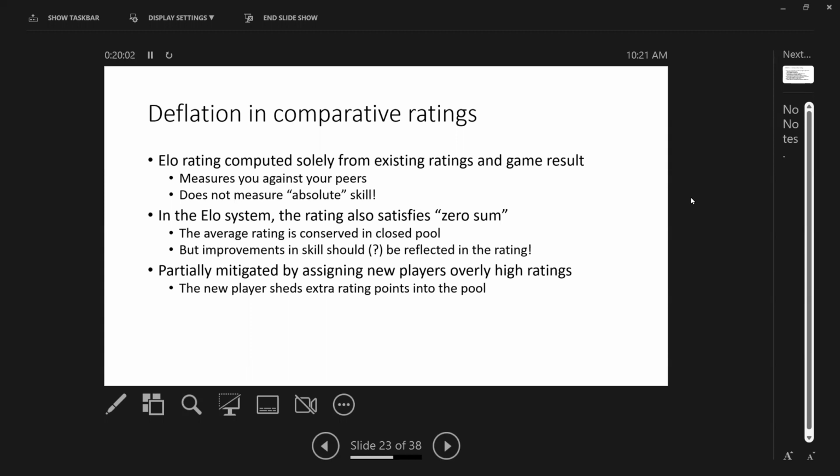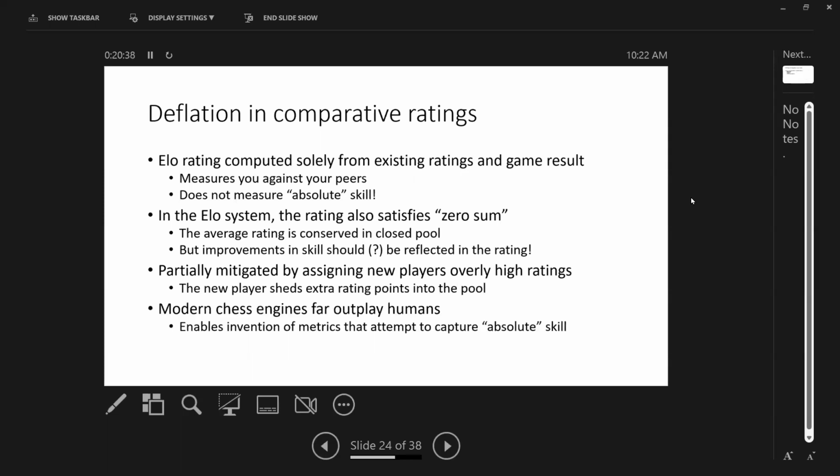That could be a problem if you want to measure the skill of a player in absolute terms, because players keep improving, but their ratings are stuck where they are. And you might want skill in absolute terms to be somehow reflected in the rating. One of the mitigation measures taken by various online chess websites and federations is to assign new players overly high ratings. And when this new player plays a lot of games against established players in the pool, they're going to quickly shed these extra rating points into the pool. And this influx of extra rating points will help balance out the deflation.